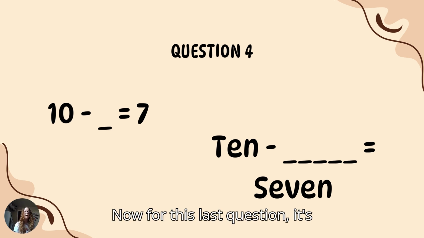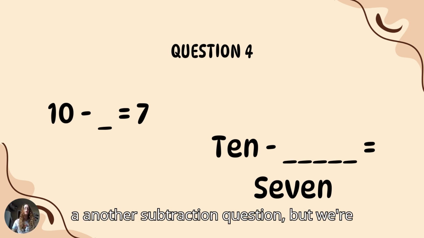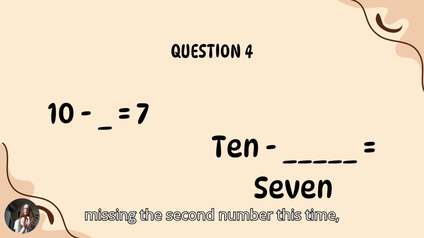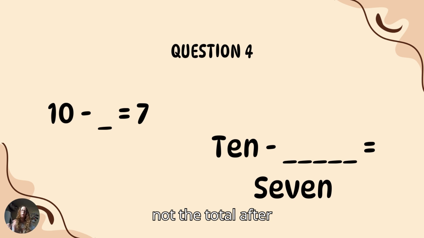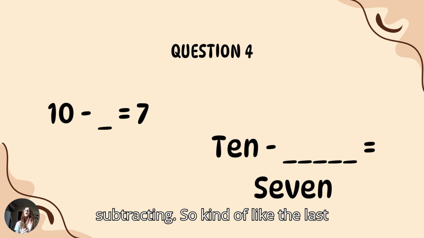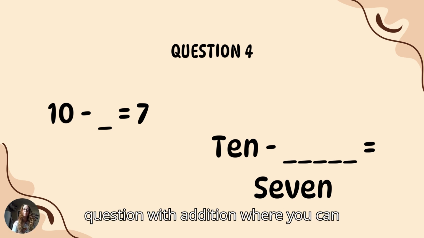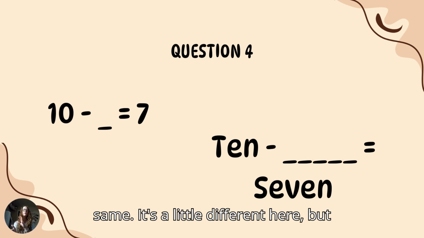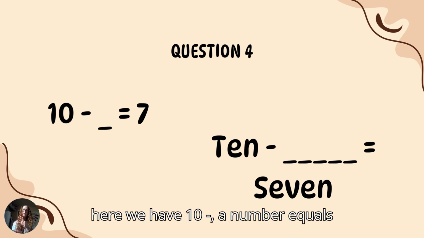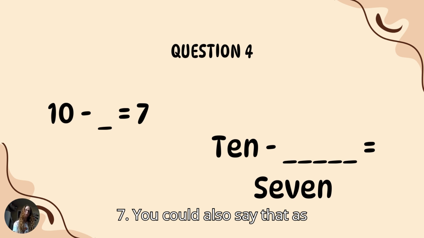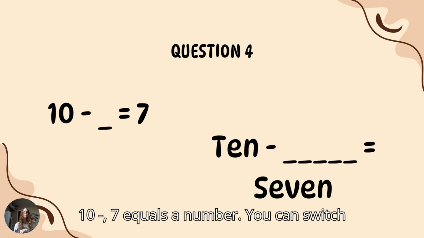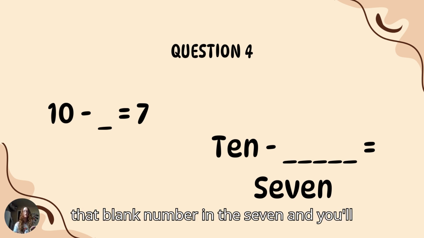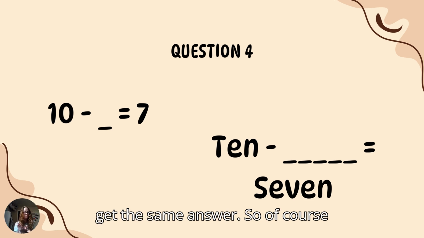Now, for this last question, it's another subtraction question, but we're missing the second number this time, not the total after subtracting. Unlike the last question with addition, where you can switch the two numbers and it's the same, it's a little different here. Here we have 10 minus a number equals 7. You could also say that as 10 minus 7 equals a number. You can switch that blank number and the 7 and you'll get the same answer.